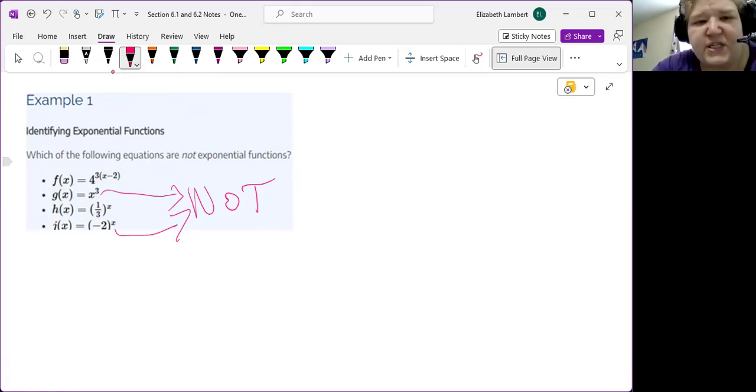The 4 to the 3 times x minus 2, like it's got some shifting and stretching going on in there, but it is a number raised to an x-type power, so it is exponential. And then the 1/3 to the x, we can have fractions in there as long as they're positive.